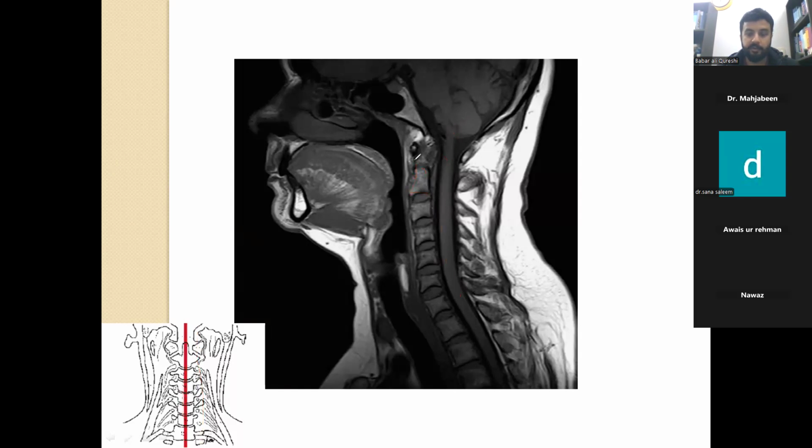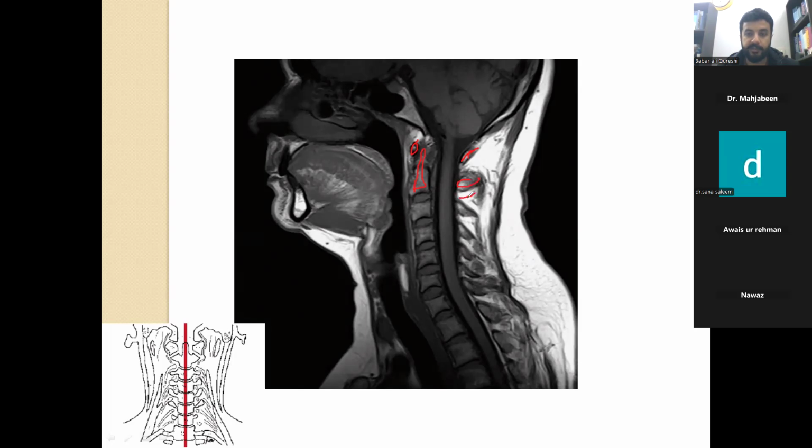Now, appreciating all those structures that we just saw in the diagrammatic picture, let's start drawing from the C2. This is the dens process. Just anterior to it here is the anterior process, the anterior process of the C1. This is the posterior arch of C1. This is the dorsal process of C2.